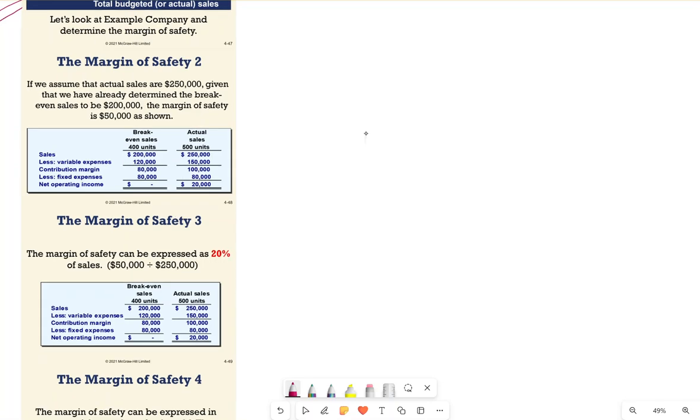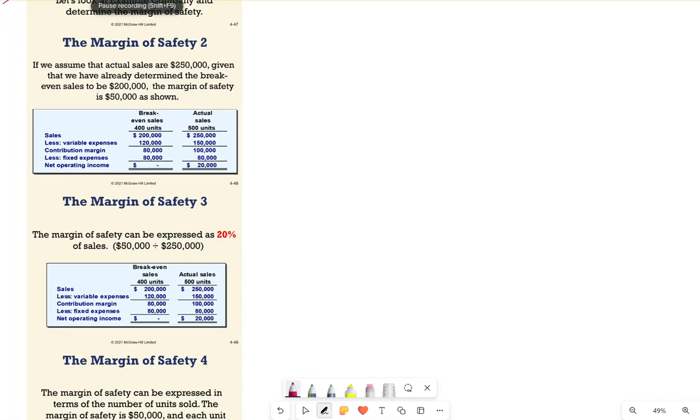So let's look at it and see if we can do it. They told us our break even and they told us our actual sales. So we're looking at the margin of safety.